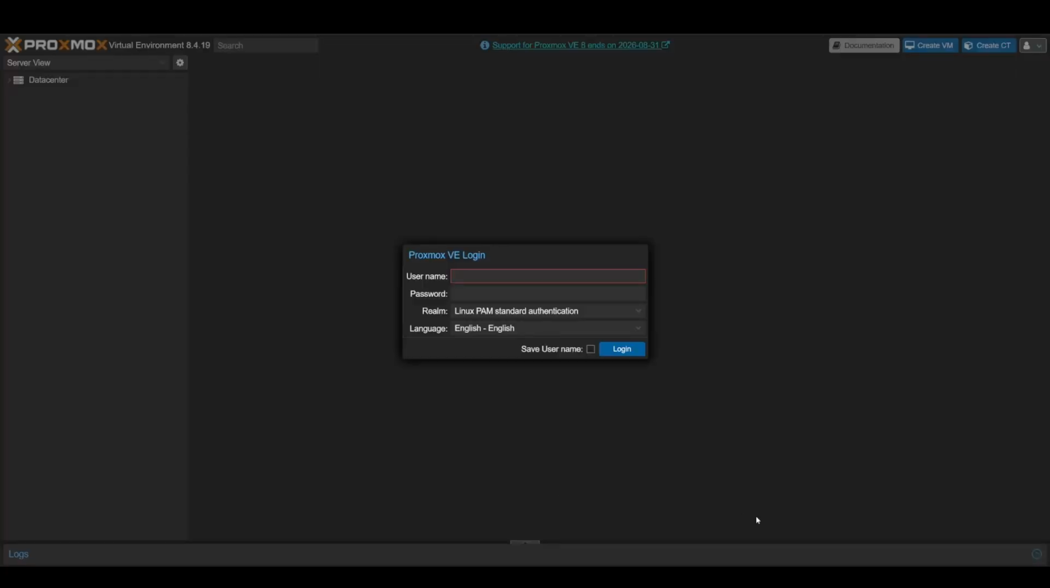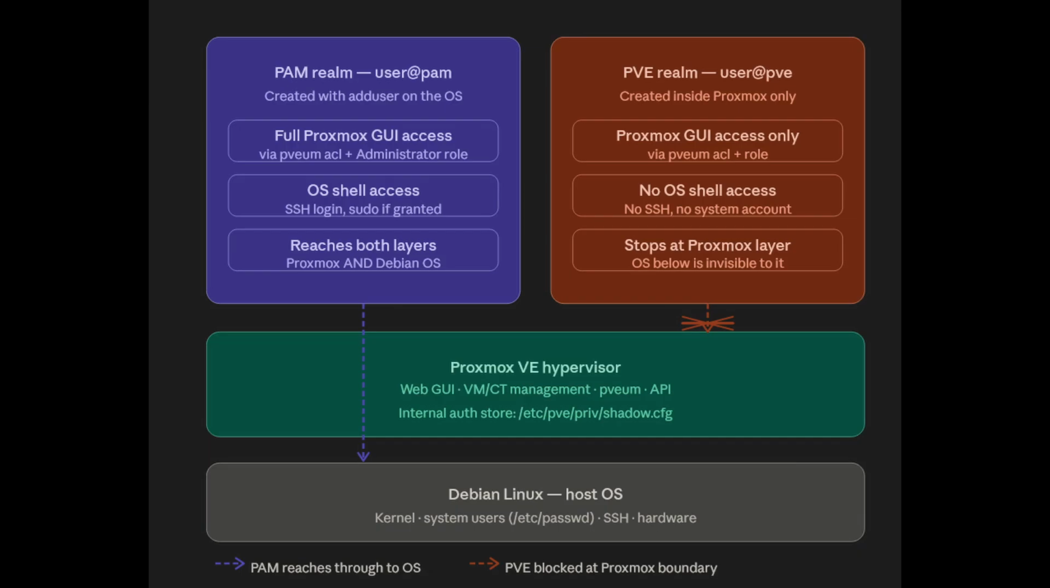Most people set up Proxmox and use just root. Root for everything. Root to create VMs, root to check logs, root to SSH in at 2 AM. Today I'm going to show you the right way to handle users in Proxmox and why it matters more than you think. Proxmox sits on top of Debian Linux.